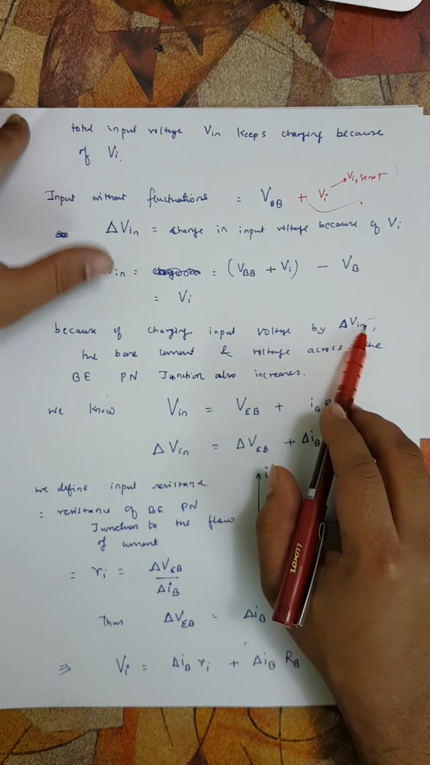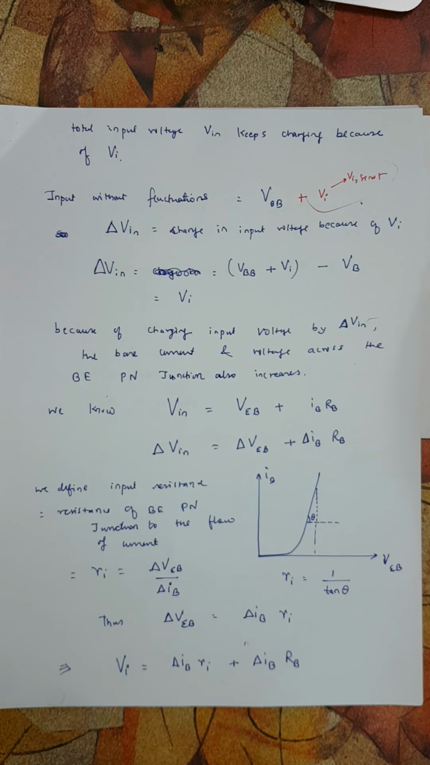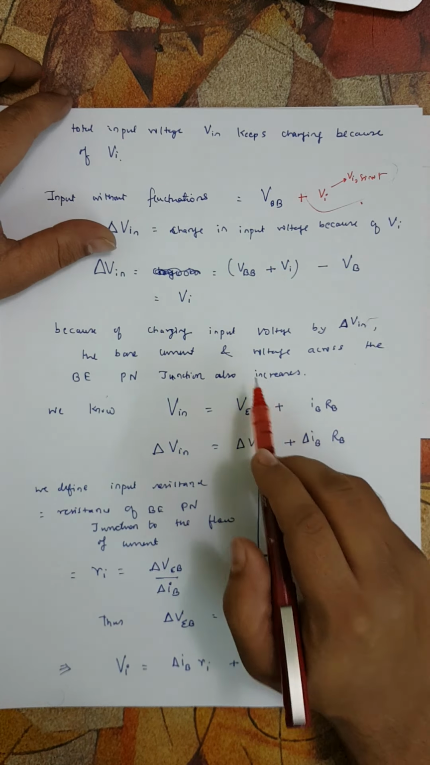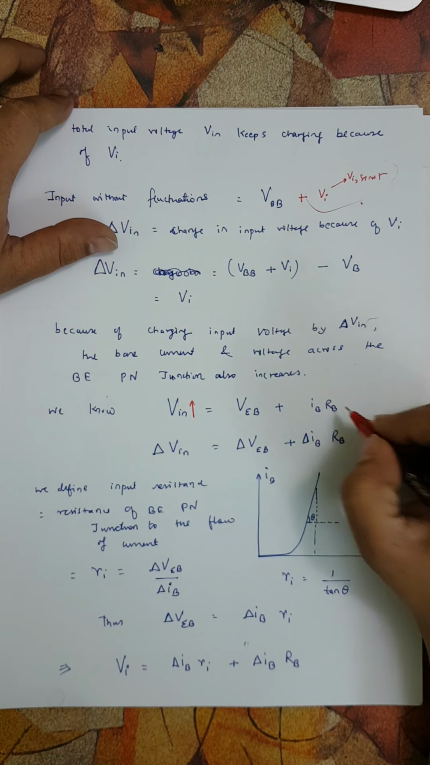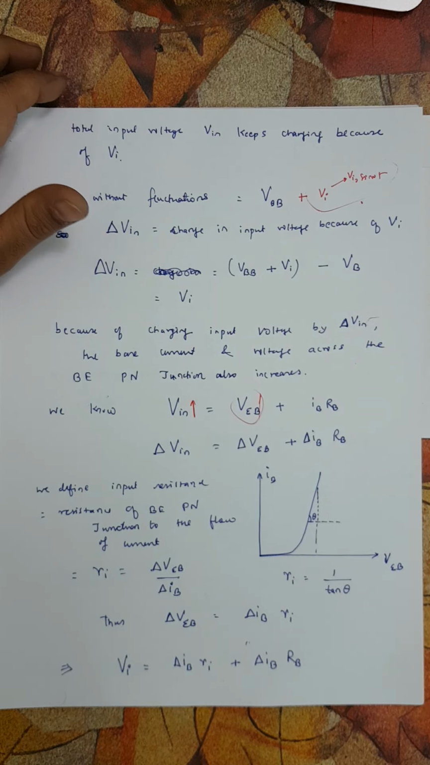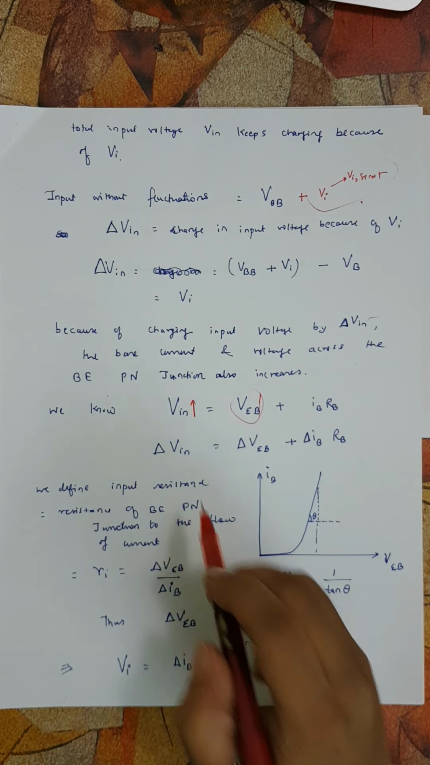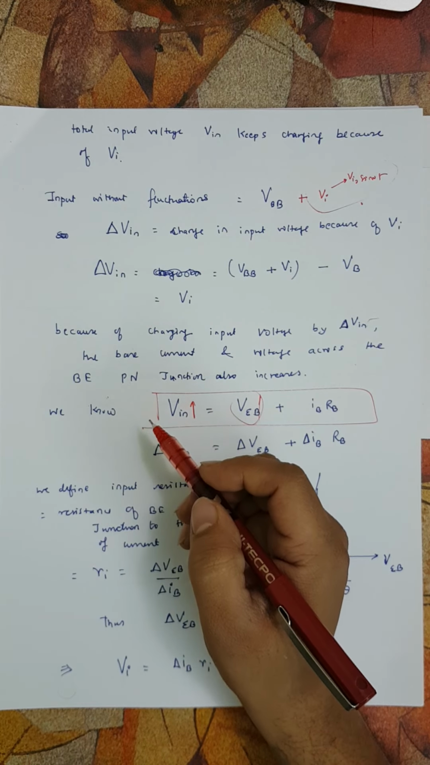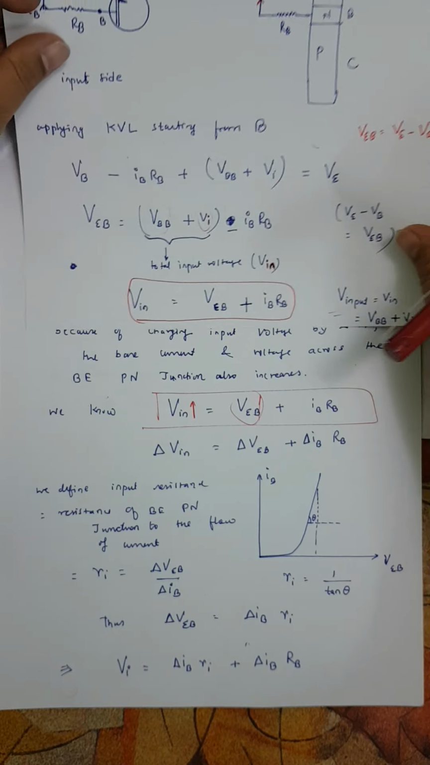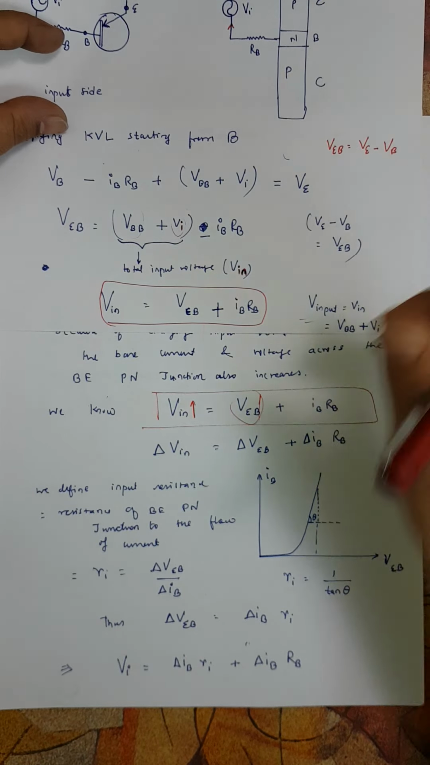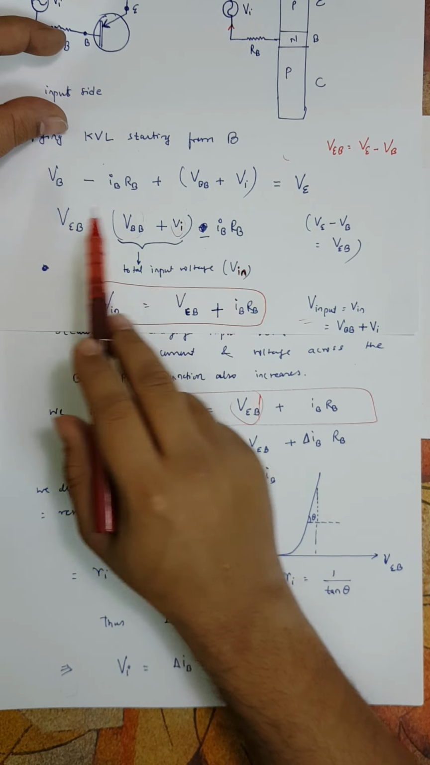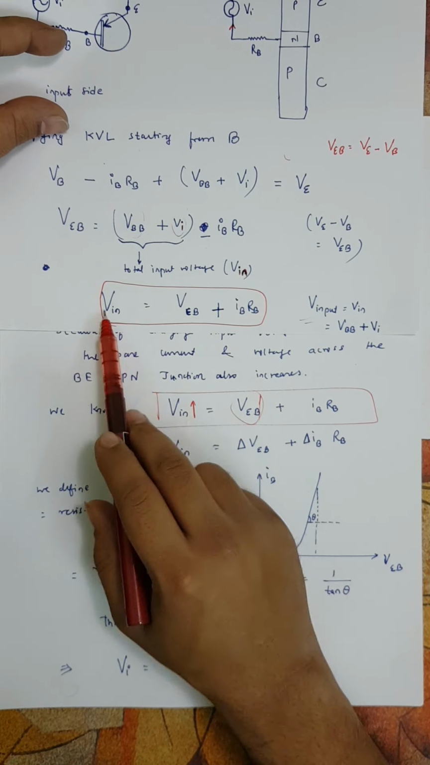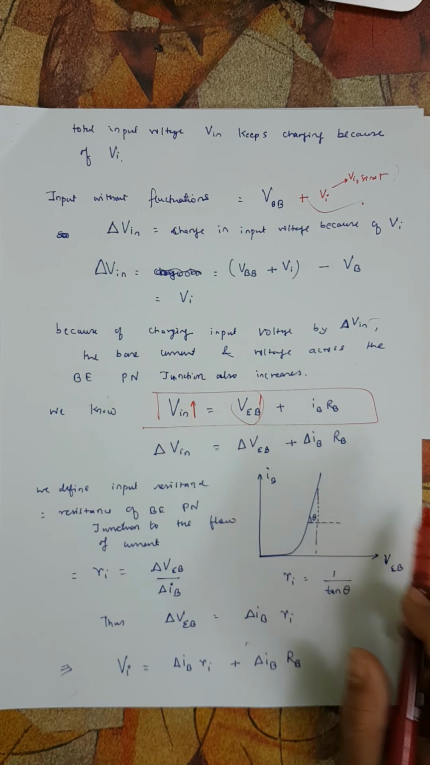Because of the change in input voltage, the base current will obviously change. If we change the total input voltage across the base emitter PN junction, the input current is supposed to change, and the voltage across the base emitter PN junction also increases. So when we increase this input voltage, this will also increase. We got this from Kirchhoff's law, if you remember. I hope you are able to see this. This is the total input voltage VIN, and if we transfer this to this side, we get VEB plus IBRB. So input voltage equals VEB plus IBRB, that's what is written over here.